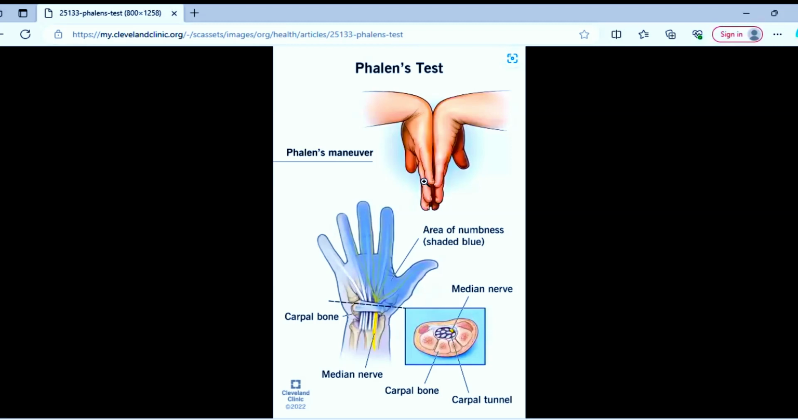That is the major test that we can use, because if the median nerve is compressed in this region, the pressure increases in the carpal tunnel region, which causes aggravation of the symptoms. So the numbness and tingling increase in the 3.5 fingers. Here the median nerve is supplying the 3.5 fingers, and this is the carpal tunnel region where the median nerve passes through.